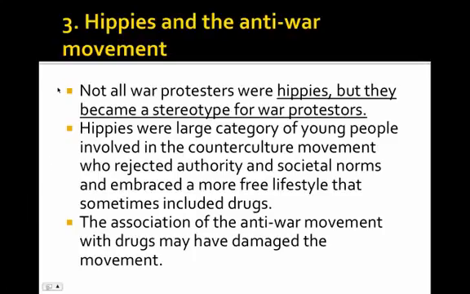The third group that you hear a lot about protesting the war were the hippies. Not all war protesters were hippies, obviously, but they kind of became a stereotype for the war protesters. Hippies were a large category of young people involved in the counterculture movement. They rejected authority and societal norms. They embraced a more free lifestyle that sometimes included drugs. And sometimes the association of the anti-war movement with drugs may have actually damaged the movement, especially the impression it left on working class and middle class Americans.